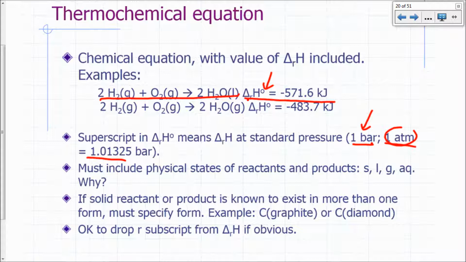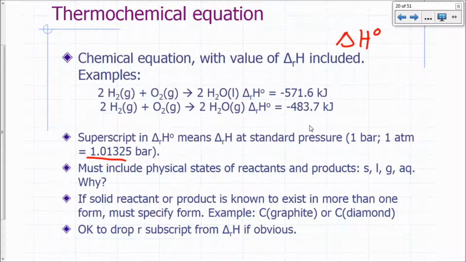Okay, so if you see that superscript 0 next to the delta H, that simply means you're dealing with a process where the constant pressure happens to be 1 bar or 1 atmosphere. It's pretty much the same, just a 1% difference.